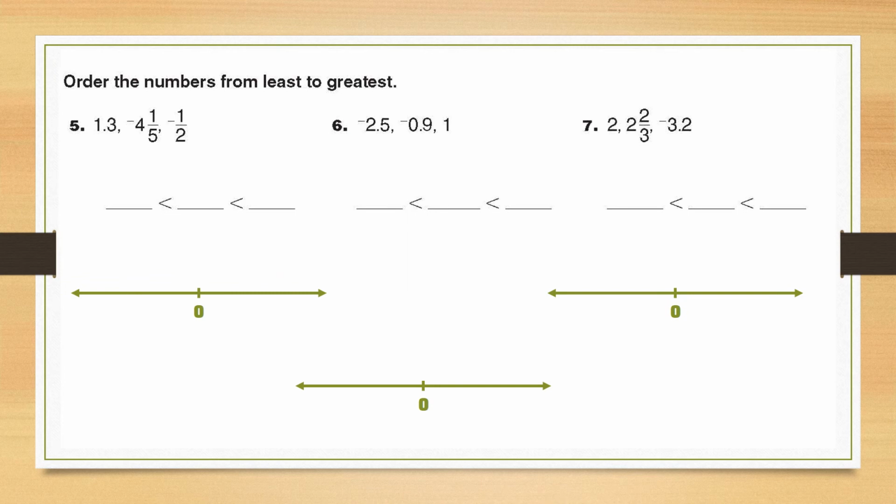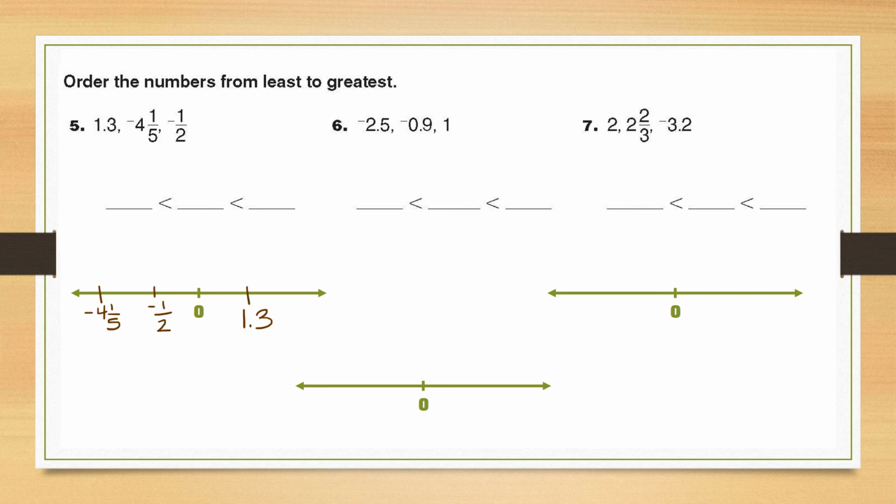Order the numbers from least to greatest. Question number 5, 1 and 3/10, -4 and 1/5, -1/2. 1 and 3/10 is written to the right of 0. -4 and 1/5 is written to the left of 0. -1/2 would fall between -4 and 1/5 and 0.